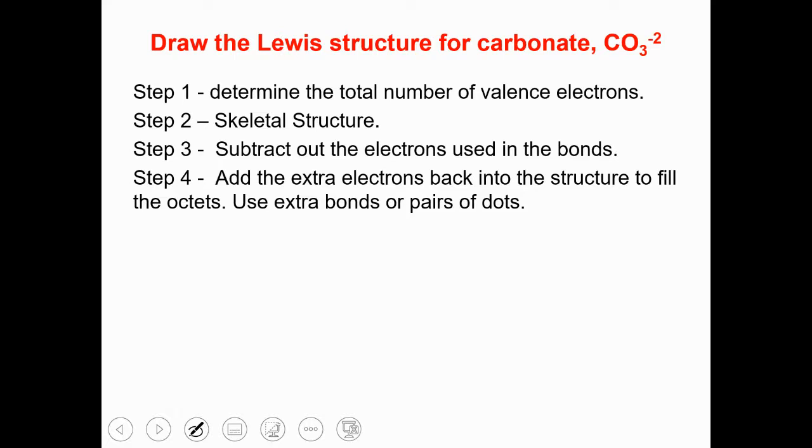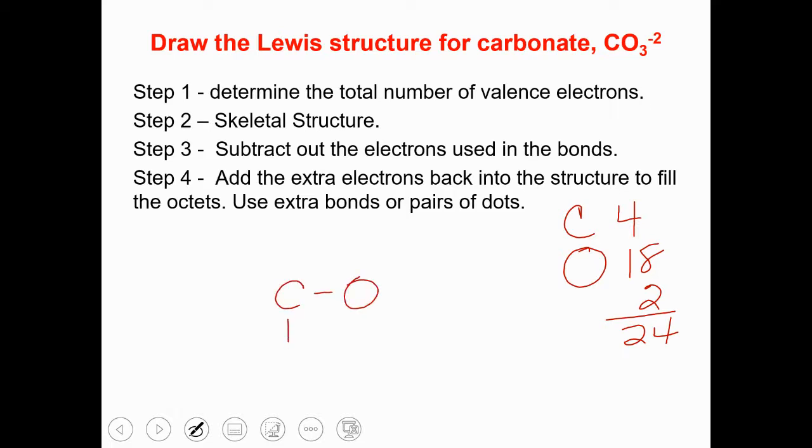Let's go through this. So carbon has 4 valence electrons. I have 3 oxygens, 6 each, so that's 18. Then I got the extra 2, so I have 24, okay? So I draw my basic structure. And I have something that looks like this, right?